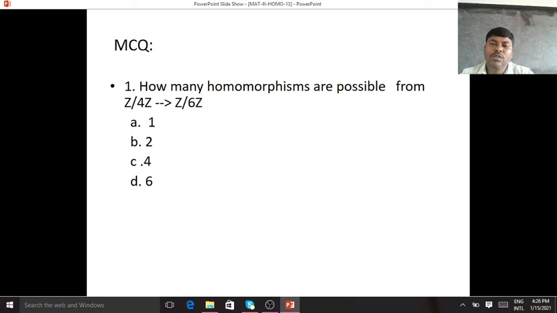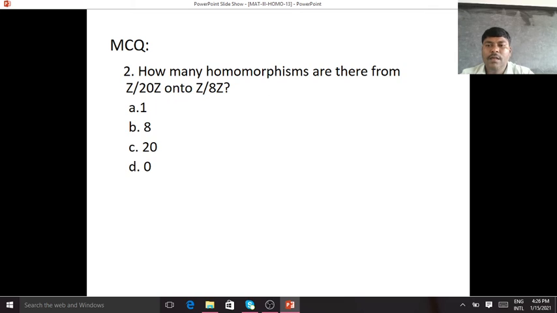Multiple choice questions. How many homomorphisms are possible from Z/4Z to Z/6Z? Answer is 2. Second question. How many homomorphisms are there from Z/20Z onto Z/8Z? Answer is D, 0.